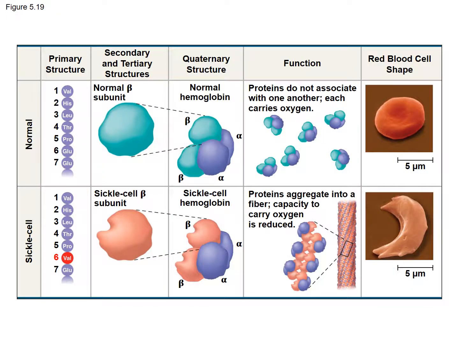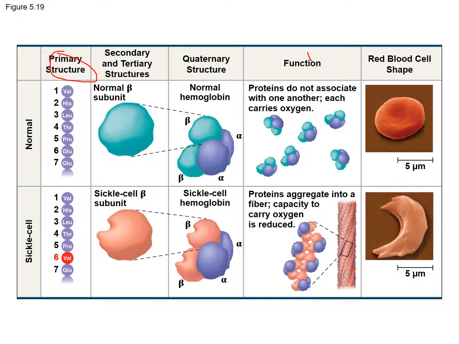Start at the primary. Here we see primary structure. Primary should be valine, histidine, leucine, threonine, proline, glutamine. This gives you a nice beta subunit, which associates 2 betas to 2 alphas, and gives you free-flowing hemoglobin that free floats within the red blood cell. Nice, round, dimpled like it's supposed to be.